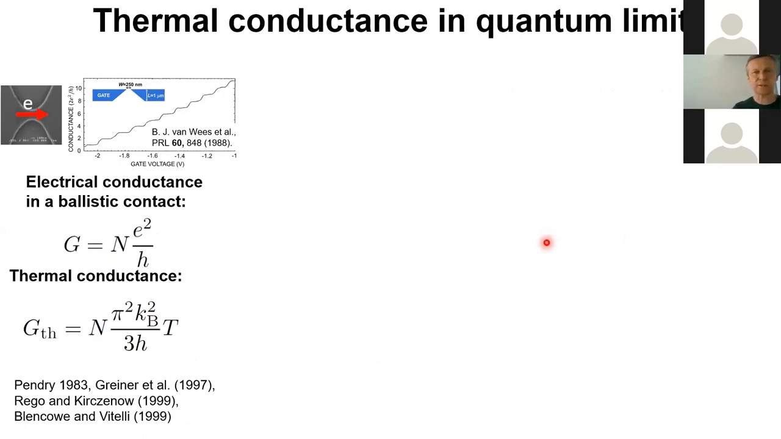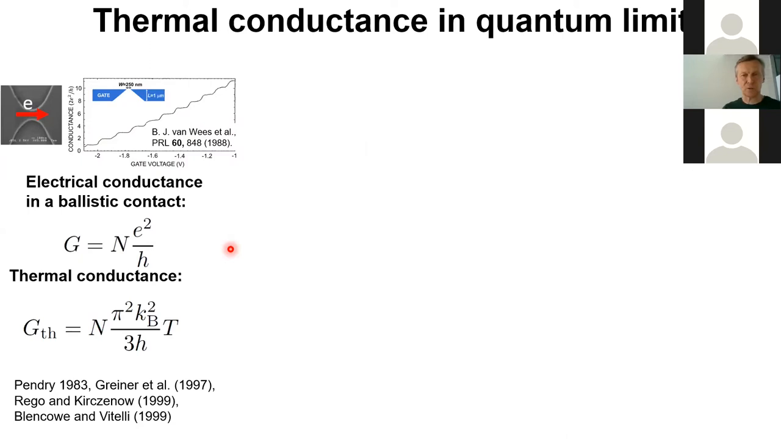So electrical conductance in a ballistic contact has been known for a long, long time. There are experiments by van Wees et al. and Wharam et al. already in the late 1980s, where they could really see that the electrical conductance has these values. When you make a small constriction, this was done in a semiconductor case. When you have a ballistic contact between two reservoirs, you can see that the electrical conductance is quantized.